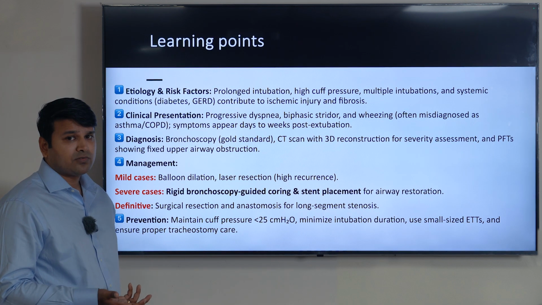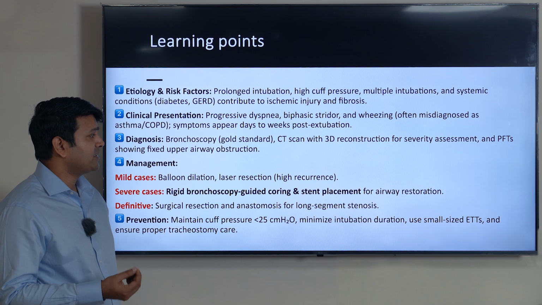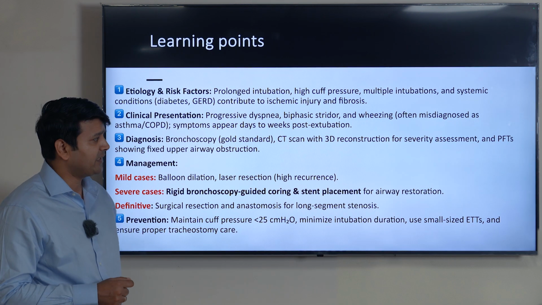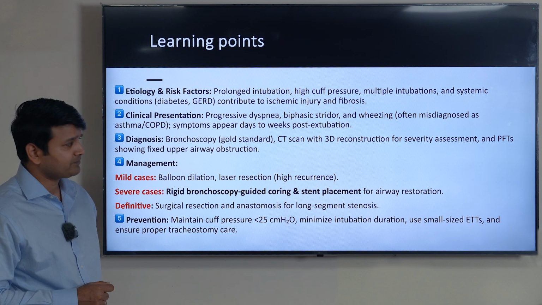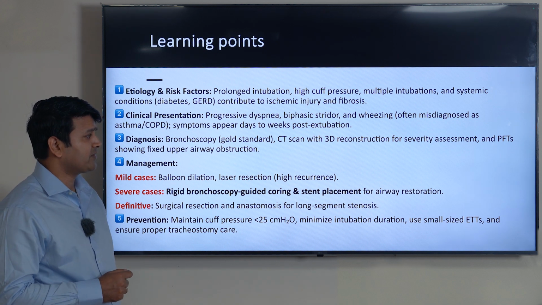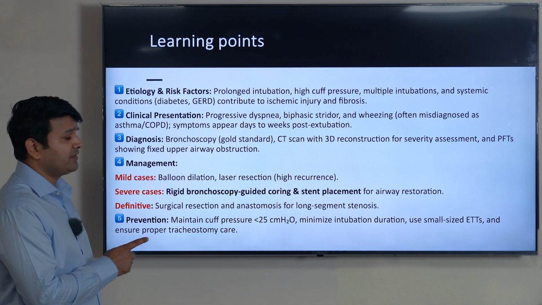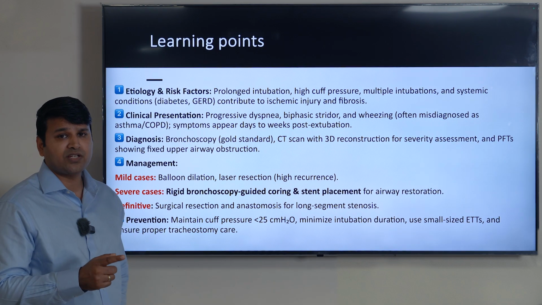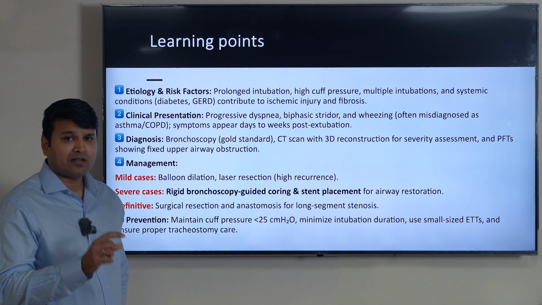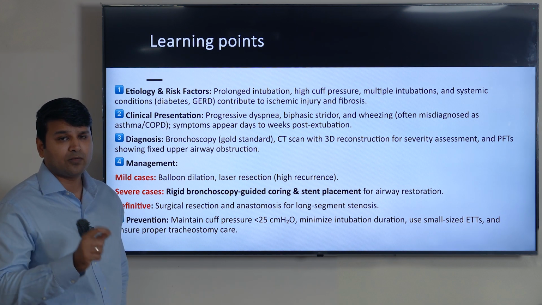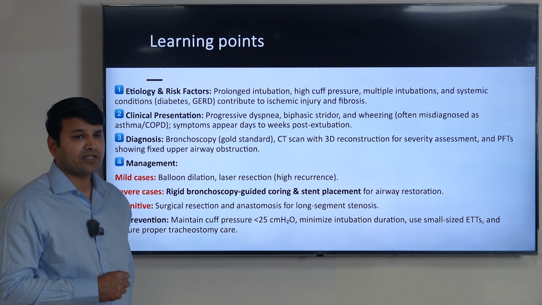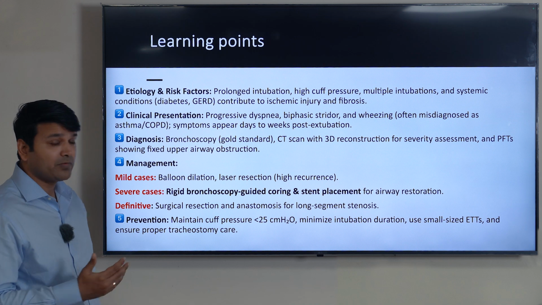You can also diagnose with the help of CT scan with 3D reconstruction for the assessment of the severity of the narrowing due to the post-intubation tracheal stenosis, and PFTs, which are very important to know how much change in the volume the patient is having. And of course you get the classical box-shaped loop, to understand that the patient is having a fixed airway obstruction.